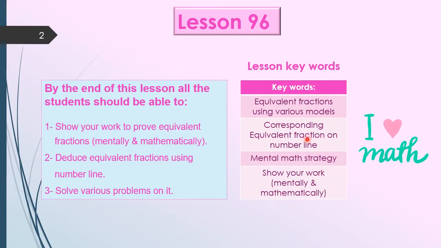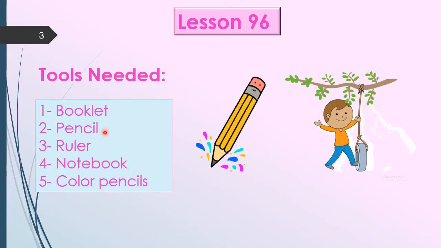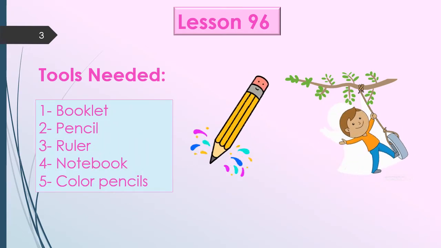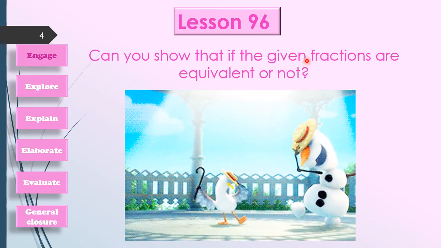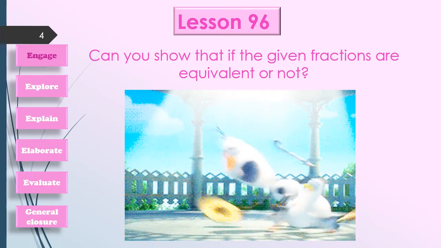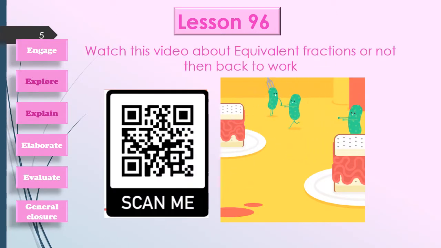Our lesson keywords: equivalent fractions using various models, corresponding equivalent fractions on a number line, mental math strategy, show your work mentally and mathematically. Our tools: we will need a booklet, pencil, ruler, notebook, and colored pencils. Can you show whether the given fractions are equivalent or not? Watch this video about equivalent fractions or not, then back to work.